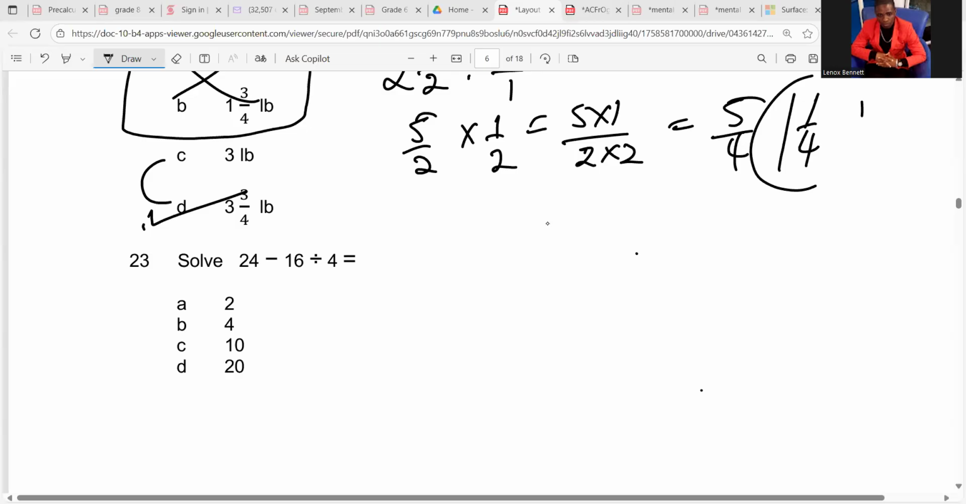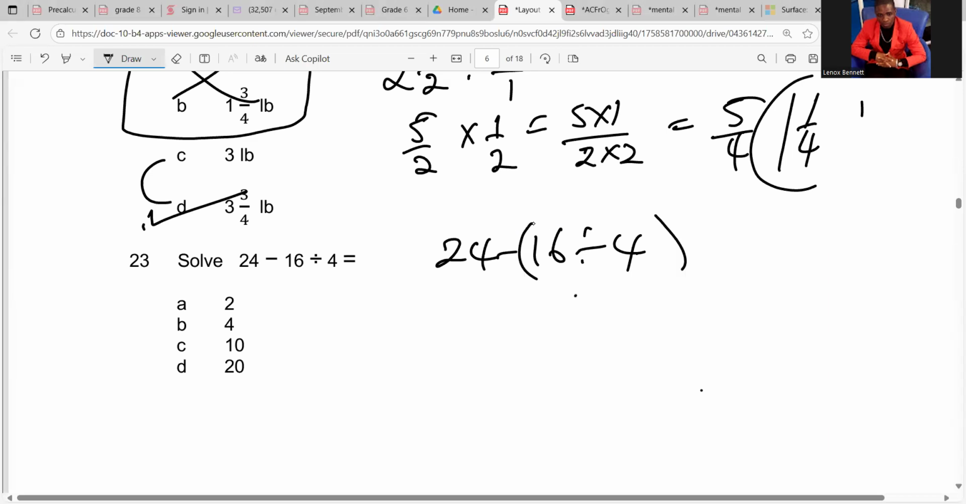All right, so you have 24 minus 16 divided by 4. Order of operations. So we have to divide first. 16 divided by 4 is 4. And then 24 minus 4 is 20. So it's D.